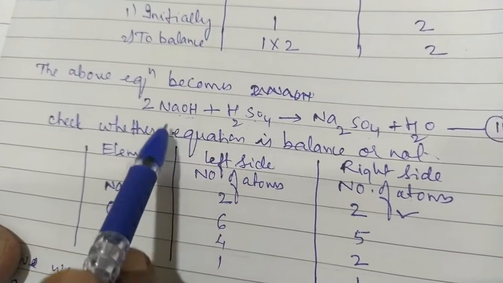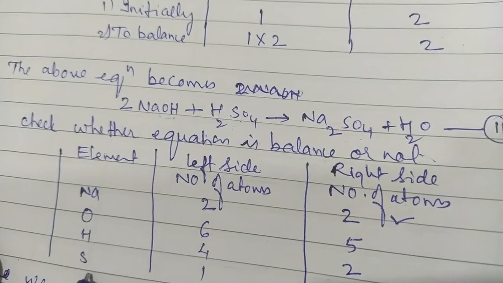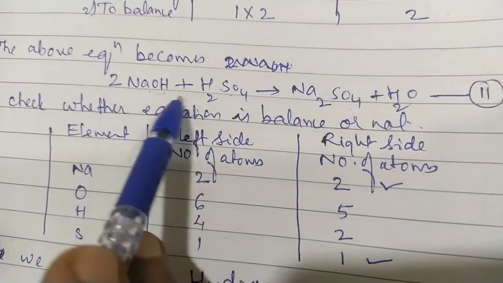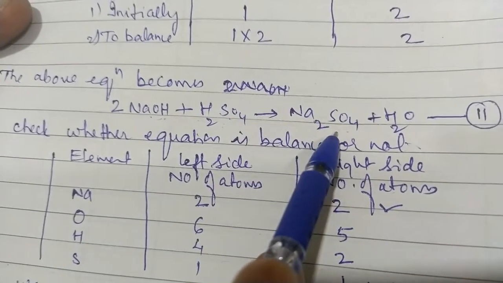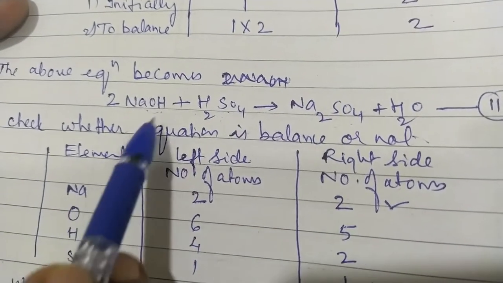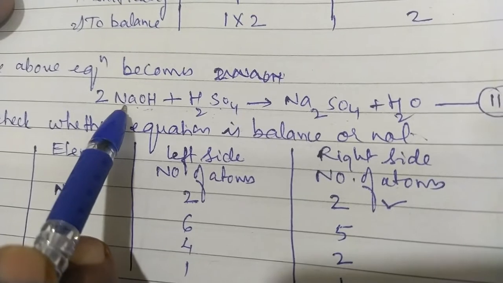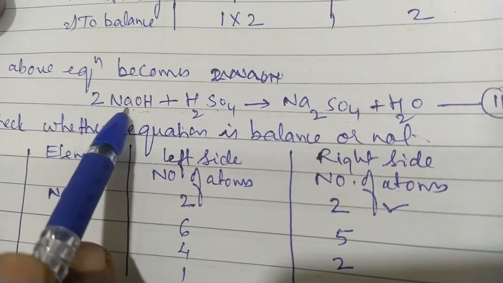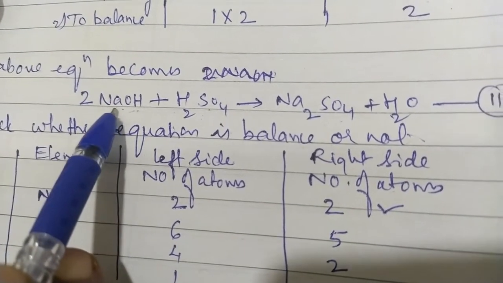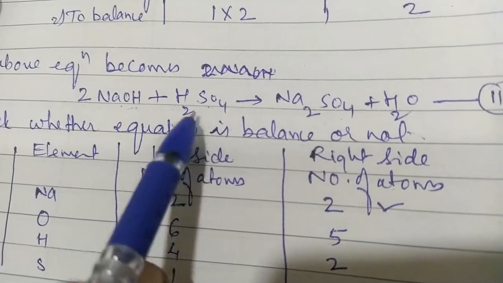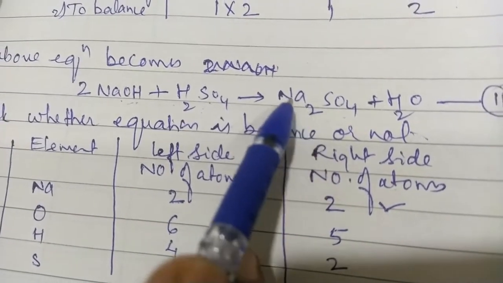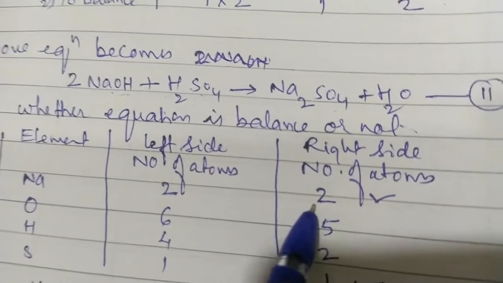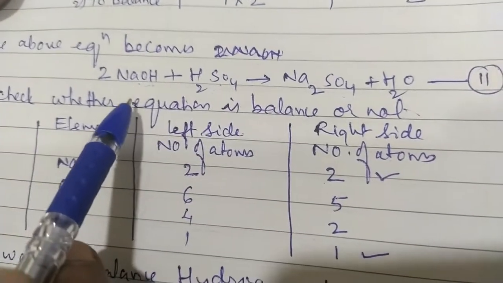What we will do, we will write again all the elements, and then we will write how many atoms are there on the left side and on the right side. So now first we will take sodium. See here on the left side how many sodium atoms are there? Here 2, 2NaOH, 2Na means 2. Then here only 2 are there. Okay. Now see on the right side how many sodium atoms are there? Na2. Yes, 2.